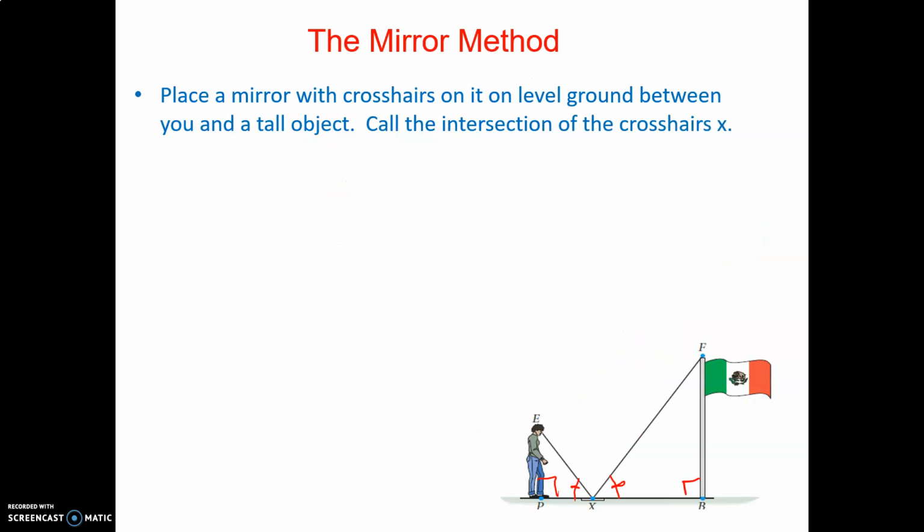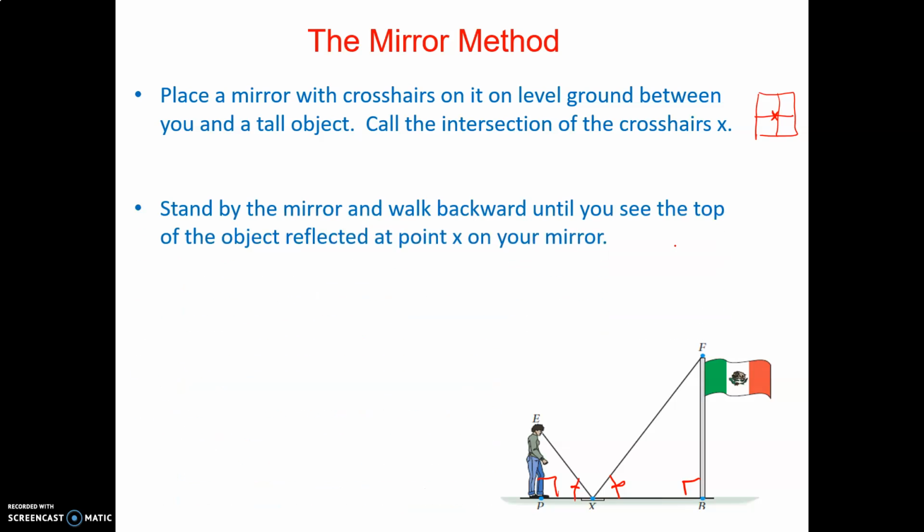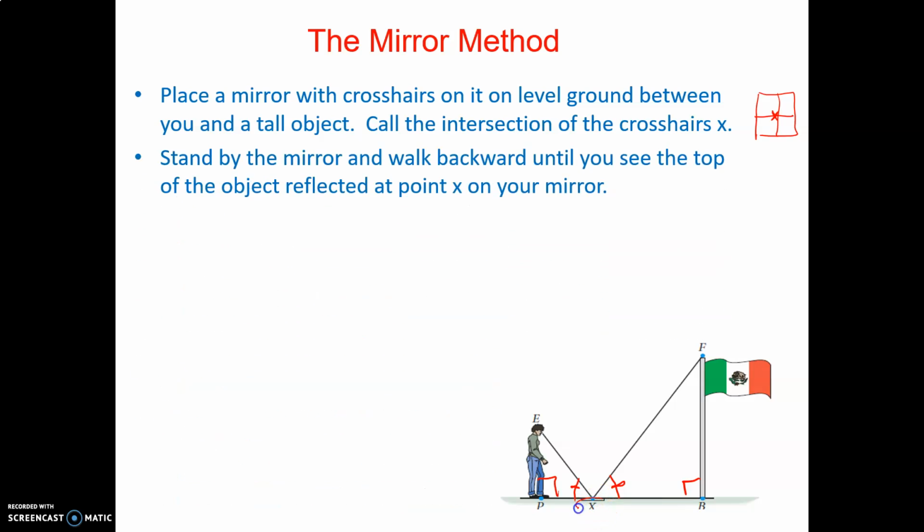I can also measure a tall object using the mirror method. Place a mirror with crosshairs on it. So that means, if this is your mirror, go like this. And the center is going to be the point X. So here's the person placing the mirror in between the person and the flagpole. Stand by the mirror and walk backward until you see the top of the object reflected at X on your mirror.